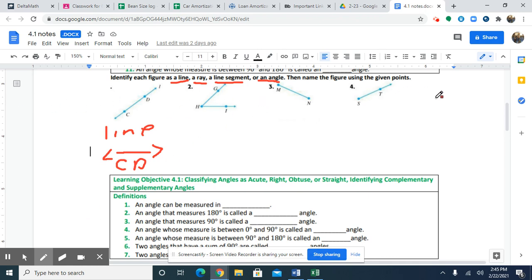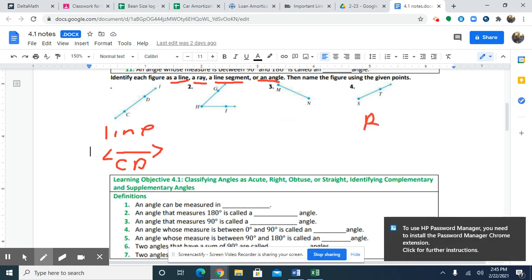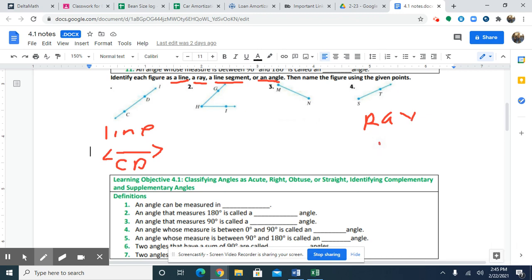Next, I'm going to jump to number 4. This is a ray. Now a ray is going to start at one point and then go in one direction. So we would call this ray ST. Now the order here matters because we're starting off at S and going all the way to T. If we label it as TS, then the ray would end up looking like this, where this is T, and then this is a point S.